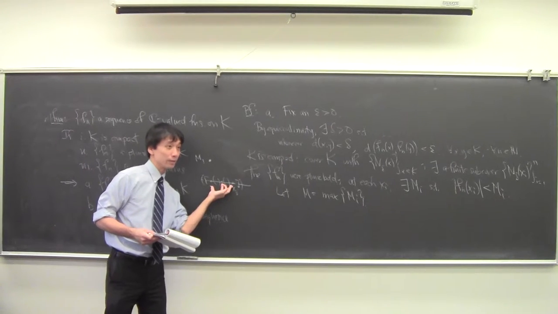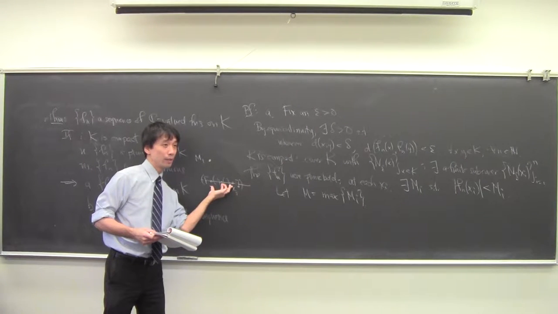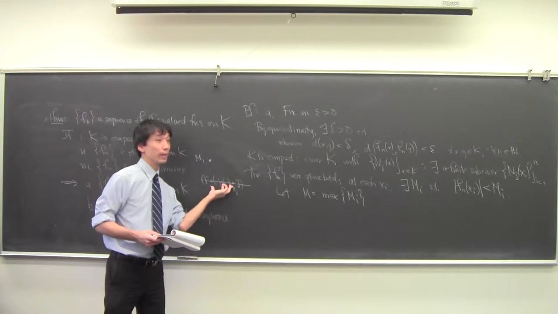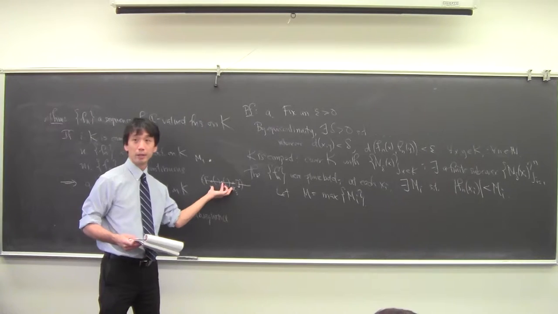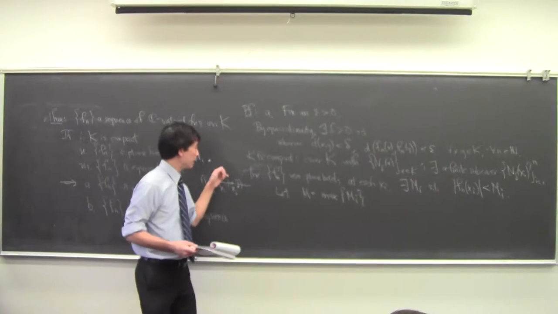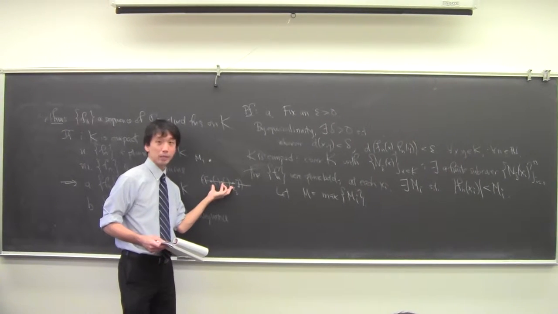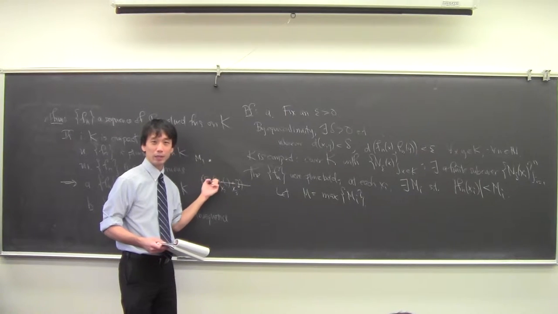But then you, Mia, yes. So the M_i, you're referring only to the bounds for the x's that are in the finite subcover. That's right. Okay. So that would give us a bound for the functions at each of these points. What about points that are not at these center guys?